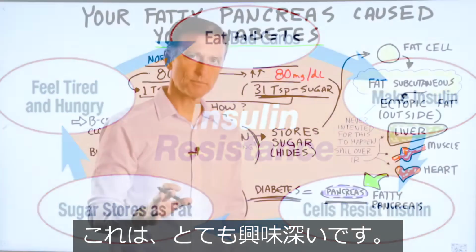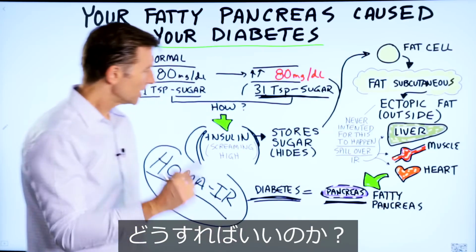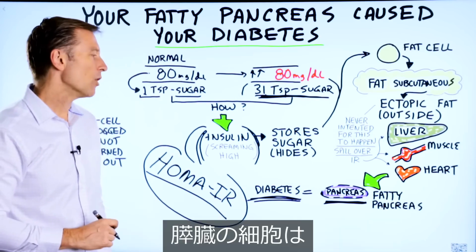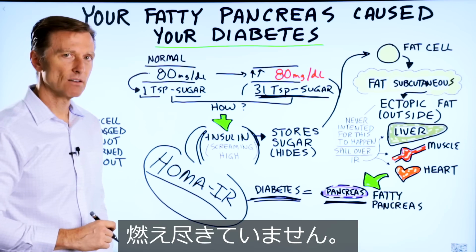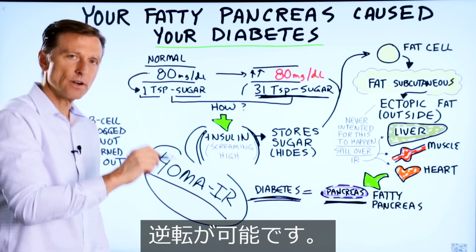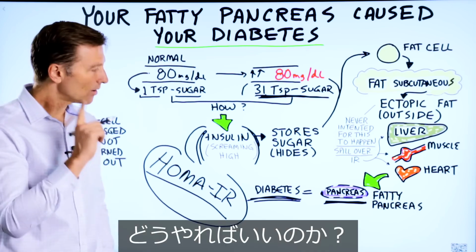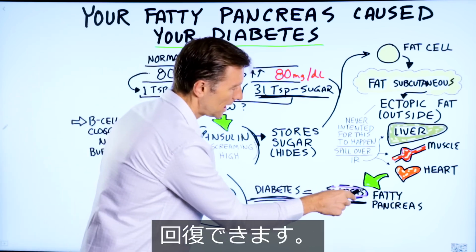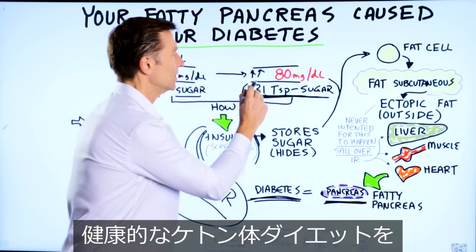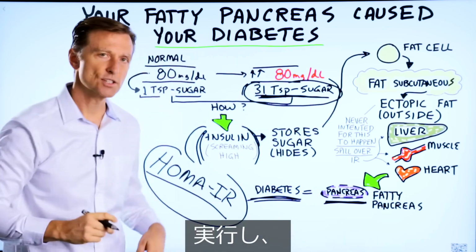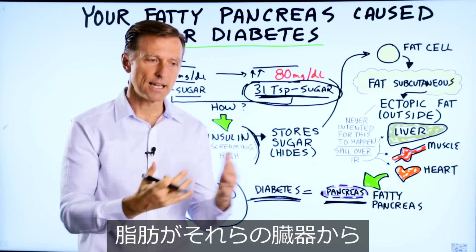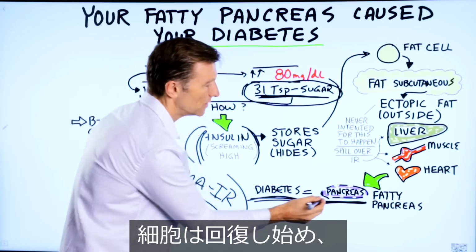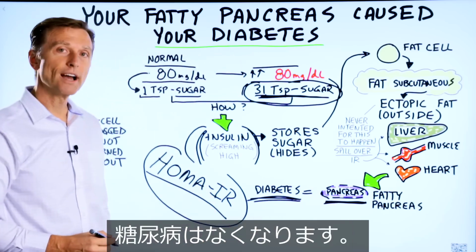Well, that's very interesting, but now what do you do about it? The cool thing is this. If you have diabetes type 2, your pancreatic cells are not burnt out. They can be reversed. They can come back. How? If you remove the fat from the pancreas. How do you do that? You go on a healthy keto plan, you start doing intermittent fasting, and as that fat starts to come off these organs, the cells start to reverse, and you no longer have diabetes.